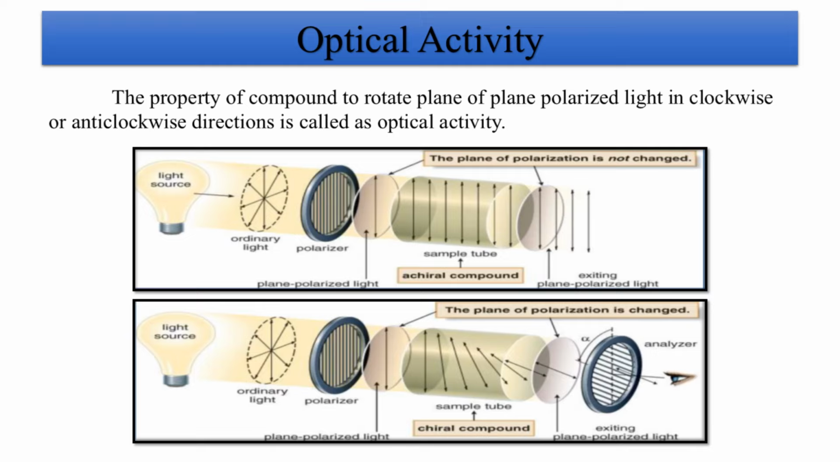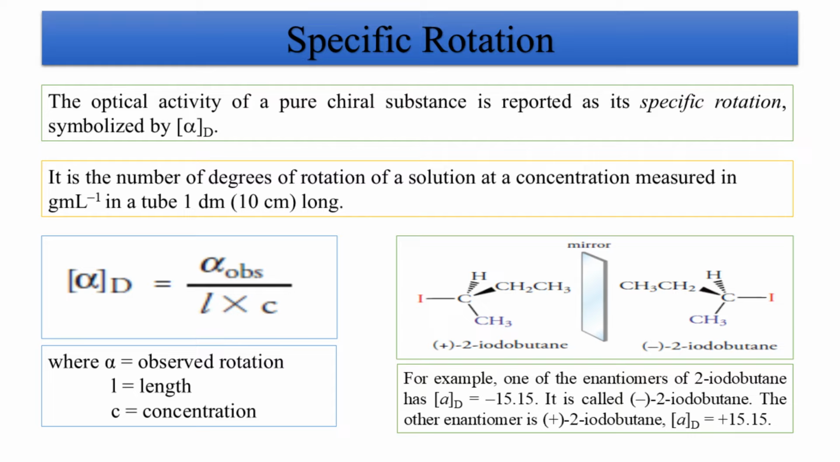Optical activity refers to a compound's ability to rotate plane polarized light either clockwise or counterclockwise, indicating its chiral nature. Specific rotation quantifies the optical activity of a chiral substance, measured in a 1 decimeter tube at a specific concentration. It is symbolized by alpha d.